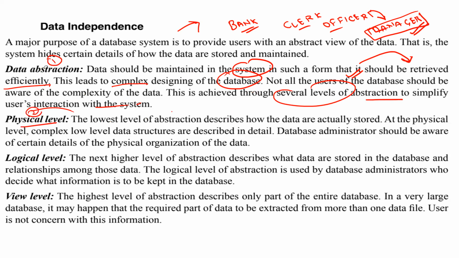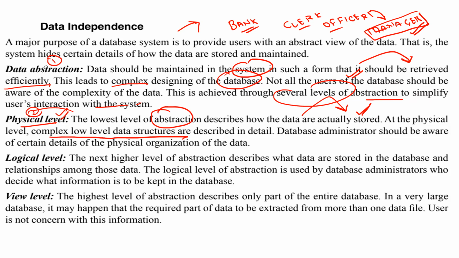Second one, that is the physical level. What is the meaning of that? The lowest level of abstraction describes how the data are actually stored. That comes under the physical level. At the physical level, complex low-level data structures are described in detail. Database administrators should be aware of certain details of the physical organization of the data. Clear?